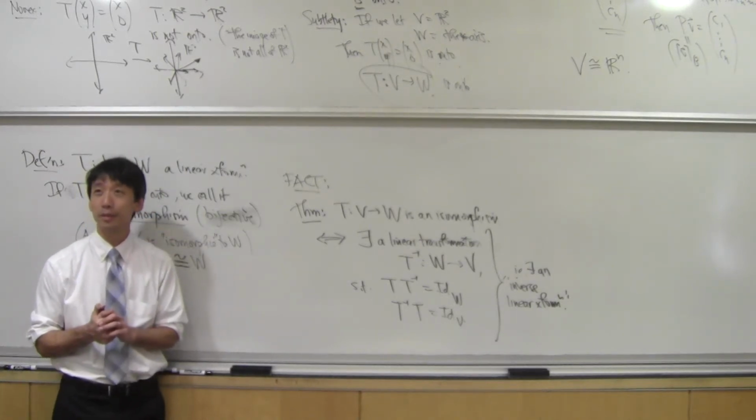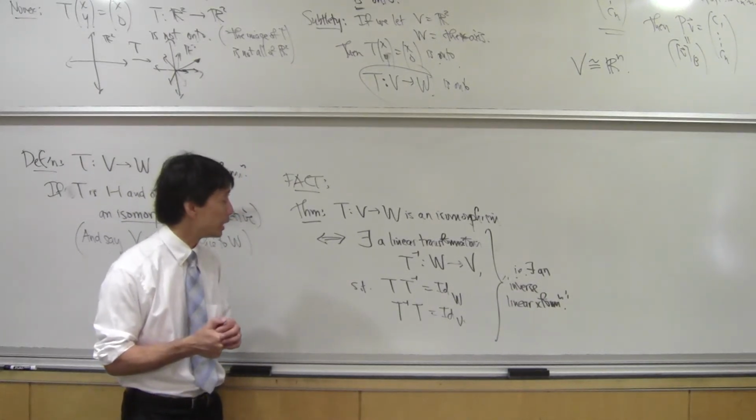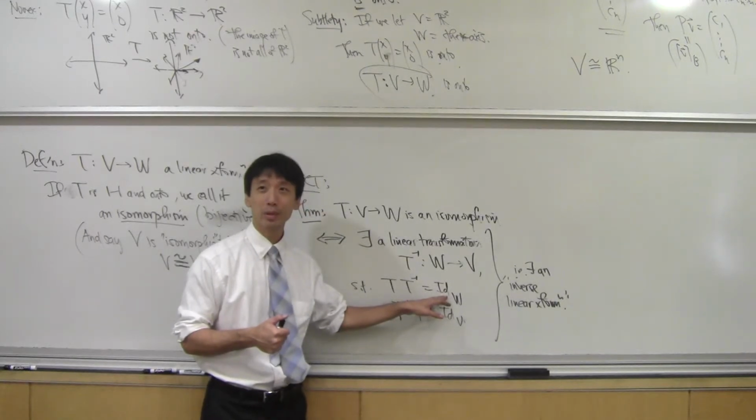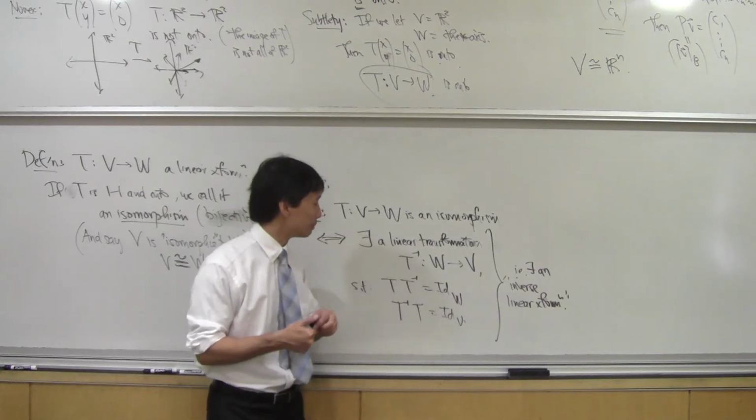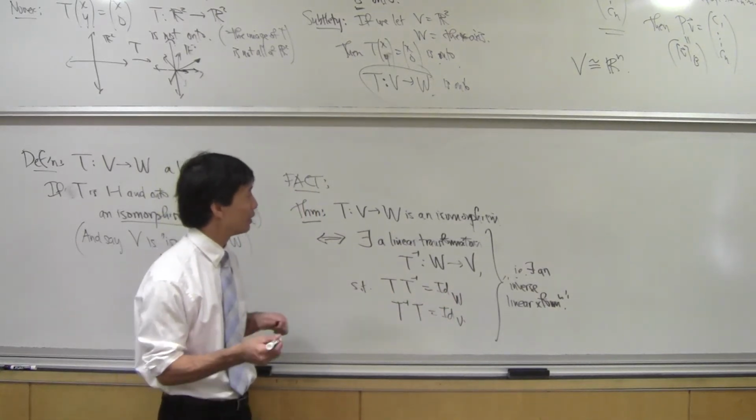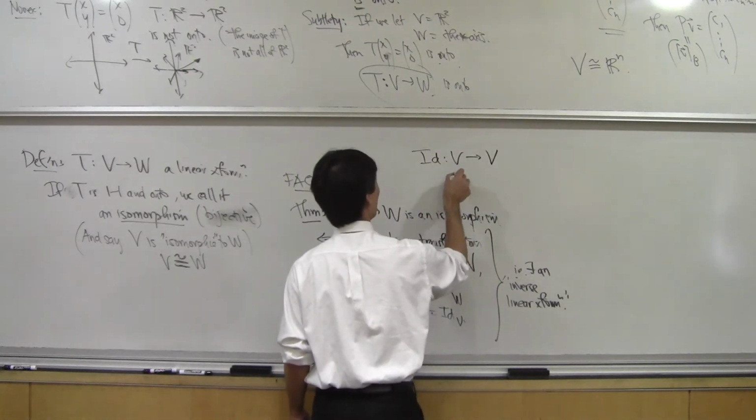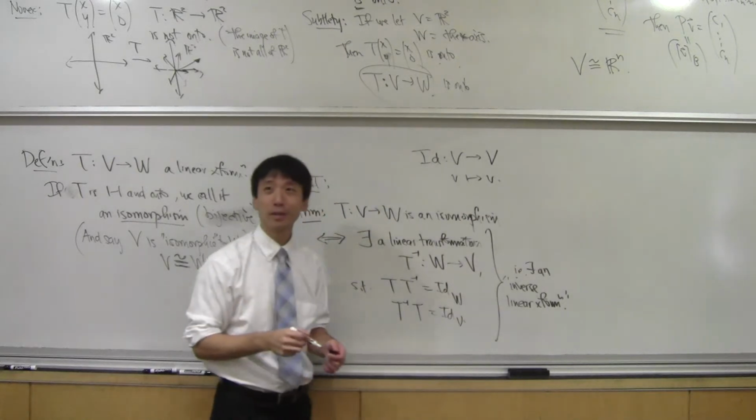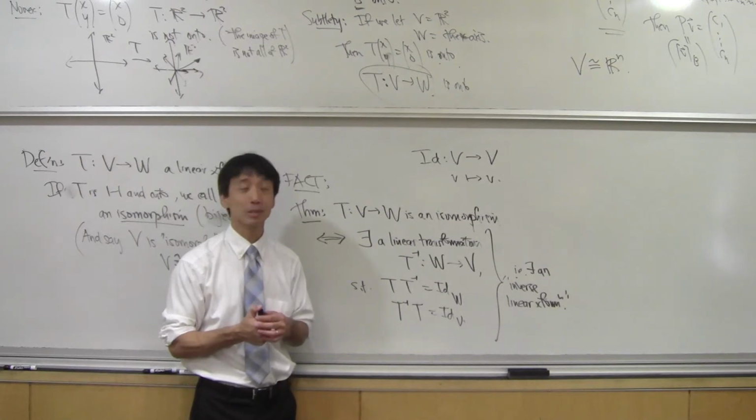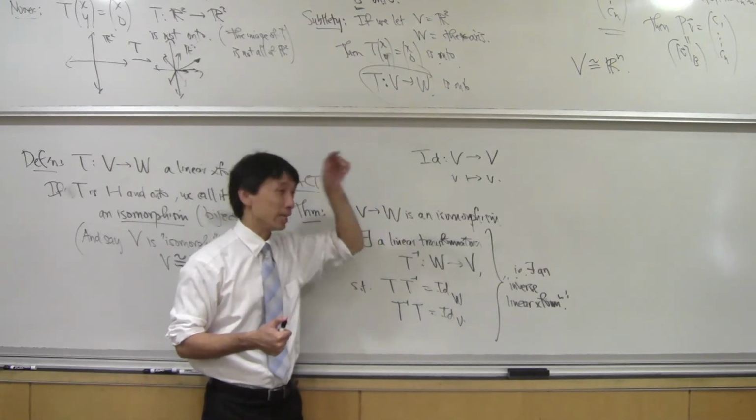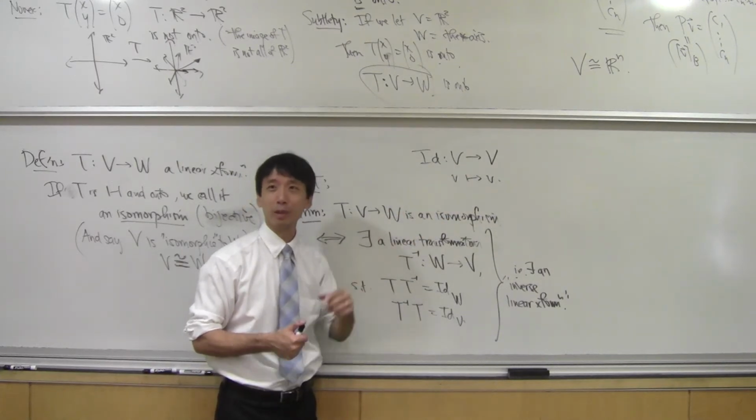Yeah, Ethan. So what is the ID? ID means the identity, sorry. The identity map. So the map that doesn't do anything. I guess we've never seen it before. So if I write ID, it's the map that doesn't do anything. Right, like the identity matrix. When you multiply by the identity matrix, nothing happens. ID means the identity transformation that just gives you, you give it V and it gives you V right back.